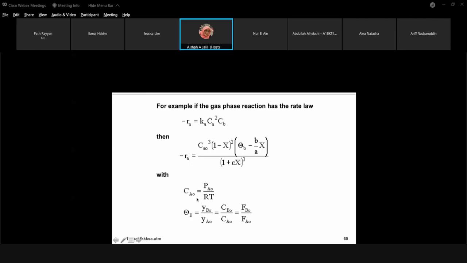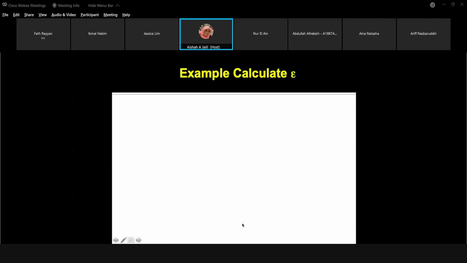This is about CA naught. Like I said before, if this is an ideal gas reaction, PV equals nRT, and n over V equals C, so that is why C equals P over RT. Theta B, you can calculate either from the mole fraction, concentration, or from the flow. This is what epsilon is.